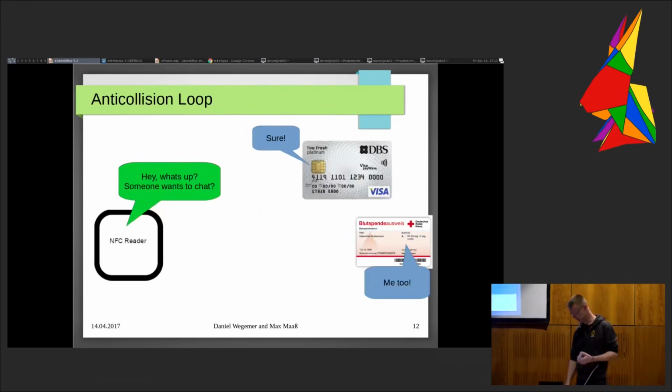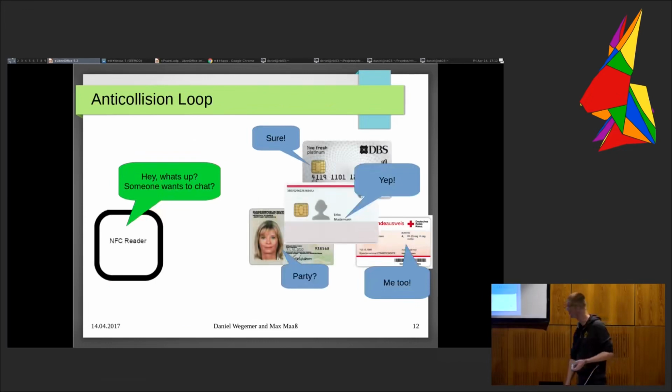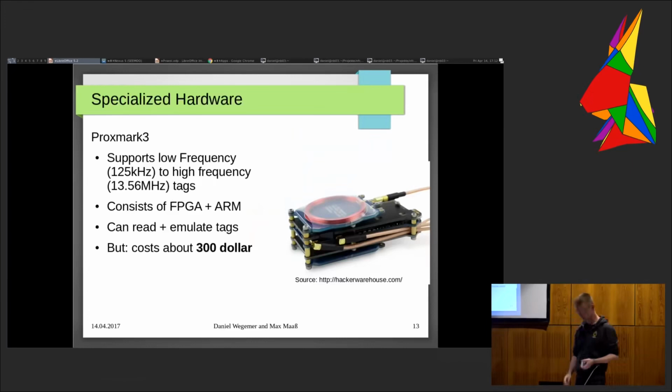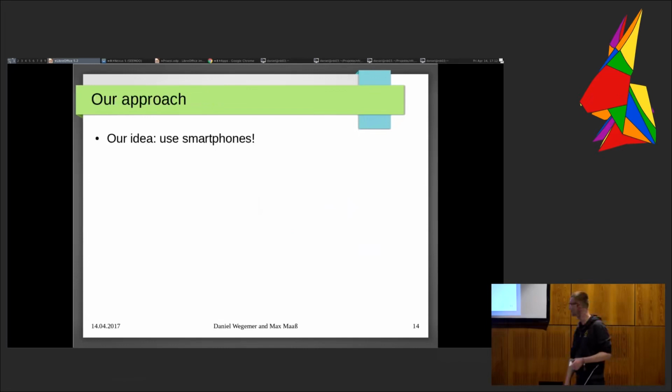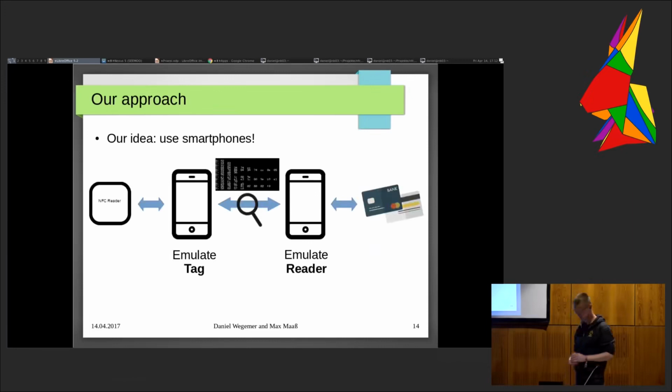So what can we do? You can buy cool hardware. For example, this Proxmark 3. It supports RFID tags, NFC tags. It has all kinds of fancy hardware, but the problem is it costs around $300. But it's really cool stuff. But we thought, can't we do it cheaper? Can't we use something which we already have? Yes, we already saw that we can use smartphones. So this was our basic idea.